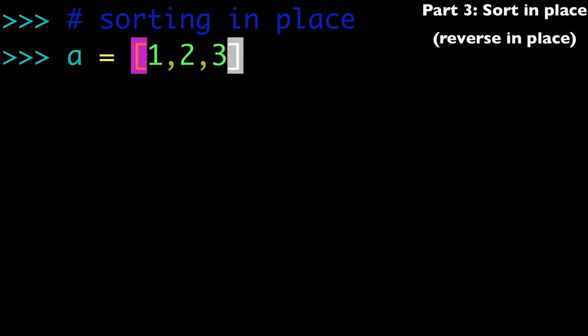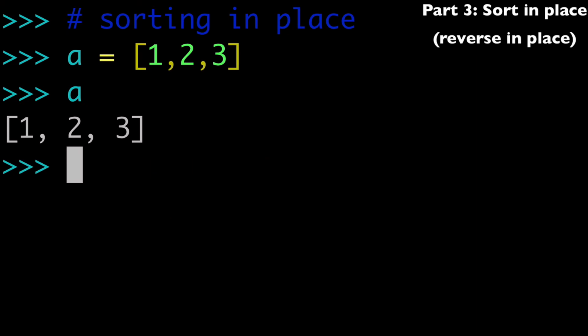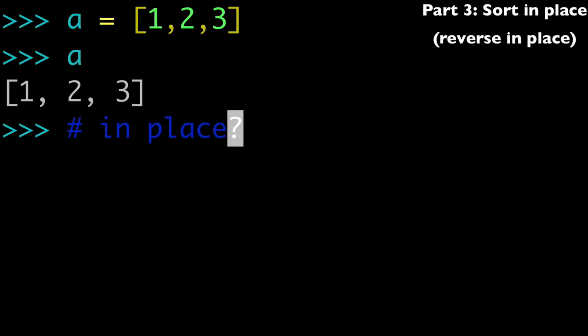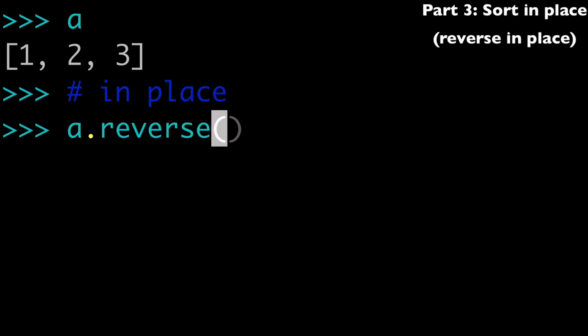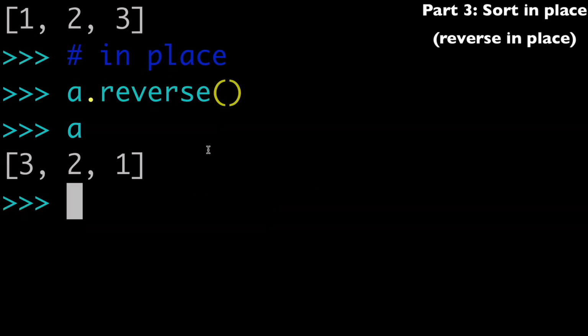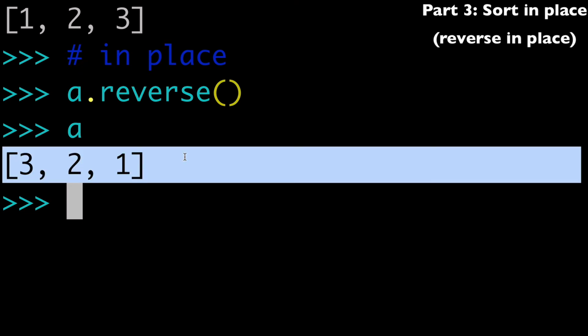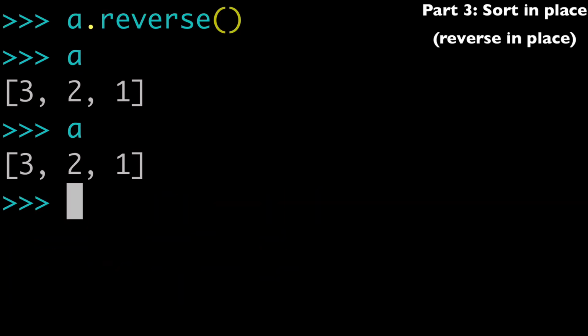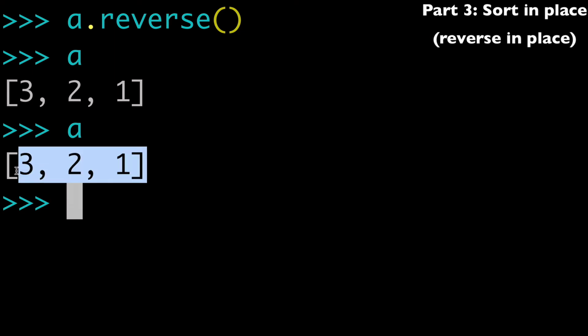So again, we'll bust out our simple 1, 2, 3 list. Right, so we have 1, 2, 3. And first I'm going to show you what it looks like to sort in place, which is using the reverse list method. So when we do our a.reverse(), when we access a again, we get 3, 2, 1. So a has been permanently modified. a is now 3, 2, 1, for sure.